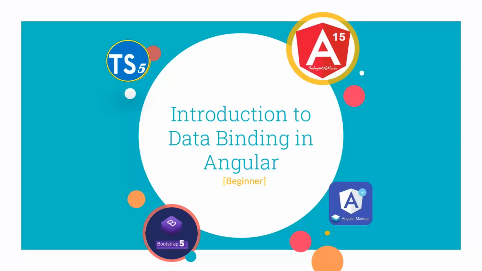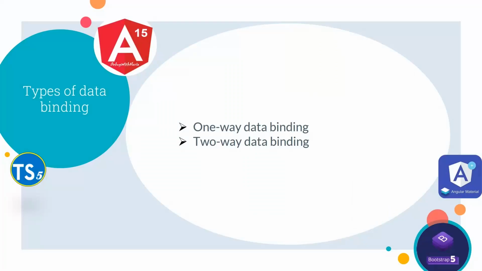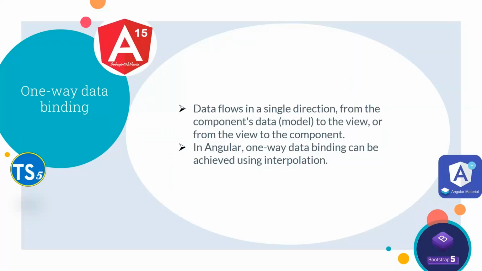In today's lecture, we will talk about data binding in Angular. There are two types of data binding: one-way data binding and two-way data binding. First, let's explore one-way data binding. In one-way data binding, data flows in a single direction, from the component's data to the view or from the view to the component. In Angular, one-way data binding can be achieved using interpolation.